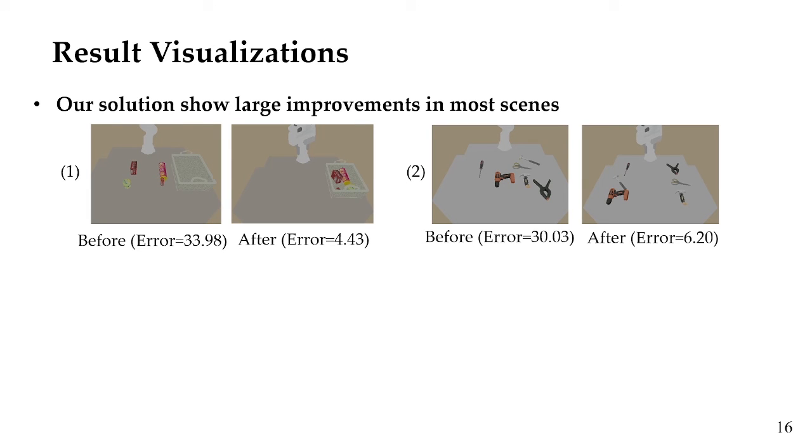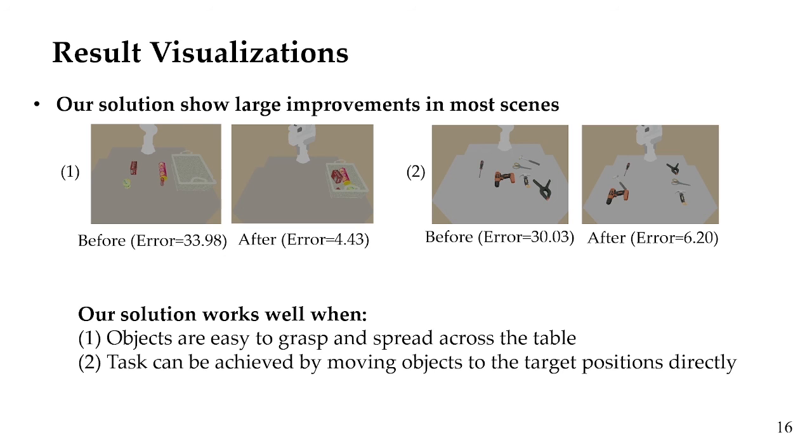Here are some visualizations of our solution. In most cases, our solution shows large improvements. In case 1, all objects have regular shapes, so it's easy to grasp them. In case 2, thanks to our accurate grasp detection and pose estimation, our method can still achieve a good result. In general, our solution works well when objects are easy to grasp and spread across the table, and tasks can be achieved by moving objects to the target positions directly.